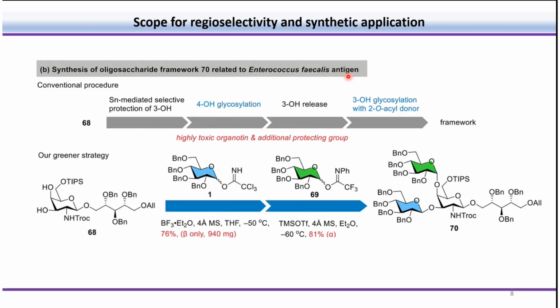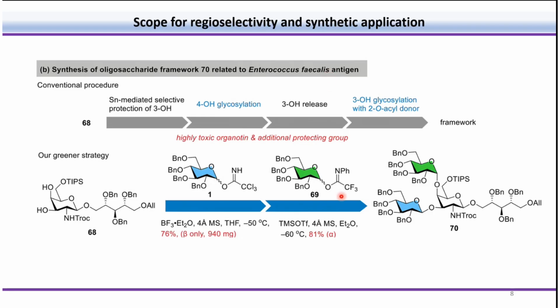Enterococcus faecalis antigen. For that they used 68 as an acceptor. They used their own methodology, BF3 and THF. They selectively got beta, and then they again activated 69 using TMSOTf. They selectively got alpha, so in two steps they got 70, the Enterococcus faecalis antigen.